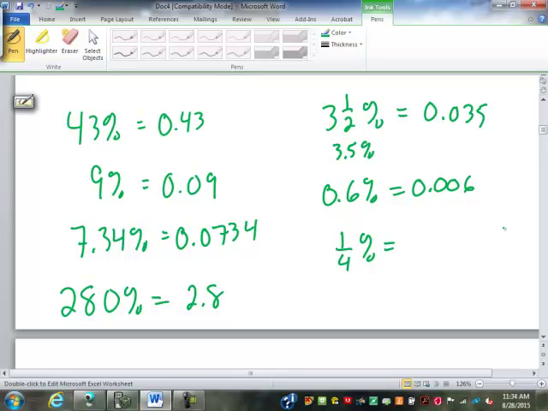1/4%. 0.25. A lot of people want to jump at that. Remember, 1/4 is 0.25, so it's 0.25%. You still got to move the decimal 2 spots. 0.0025. Oh, I get it.